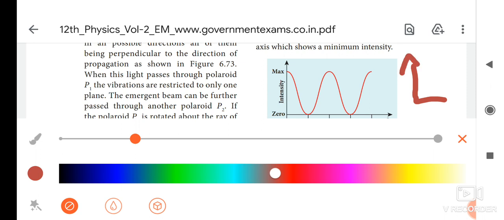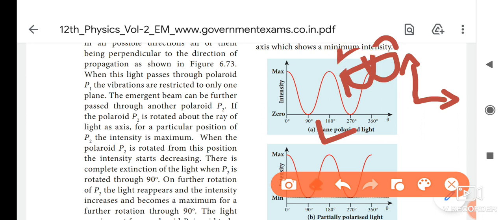One is the electric field and another one is the magnetic field. Okay, both are perpendicular to each other. The electric field and the magnetic field are both perpendicular to each other. If we consider a wave, this is the electric field wave, this is the magnetic field wave, both perpendicular to each other, isn't it? Yes.